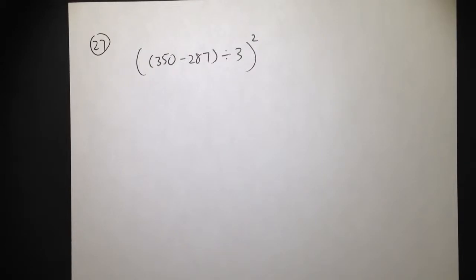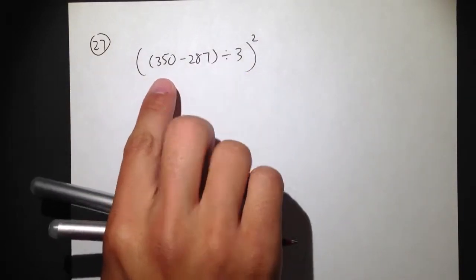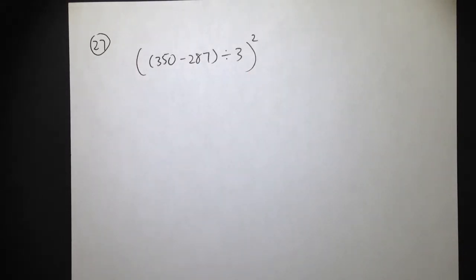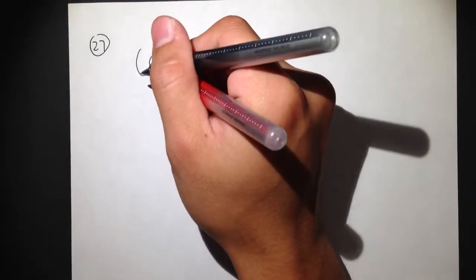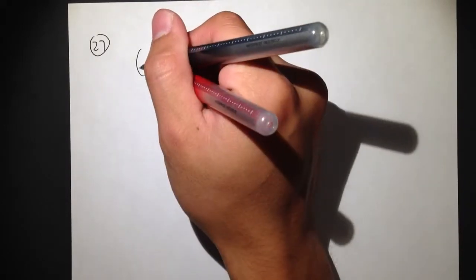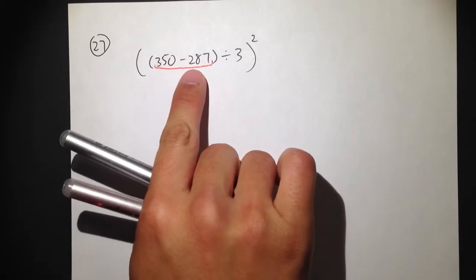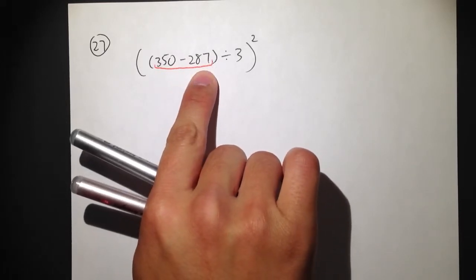Let's take a look at 27. We see that we have two parentheses and one small one instead of the big one. So what we need to do is carry out the calculations from the inside parentheses first. So the most inside, which is this one, 350 minus 287. We need to do that first.